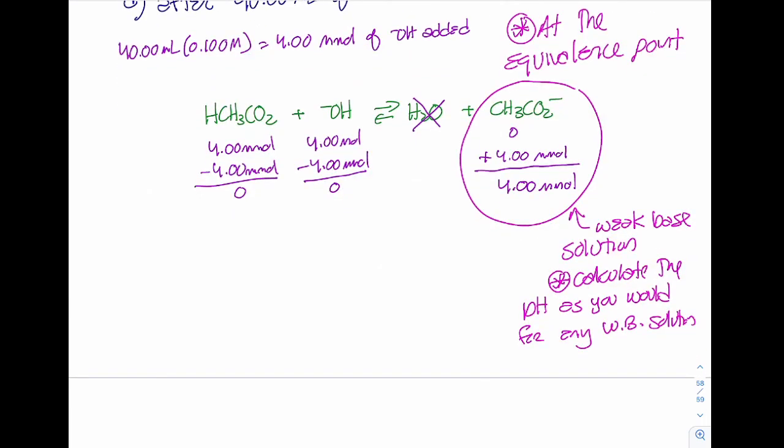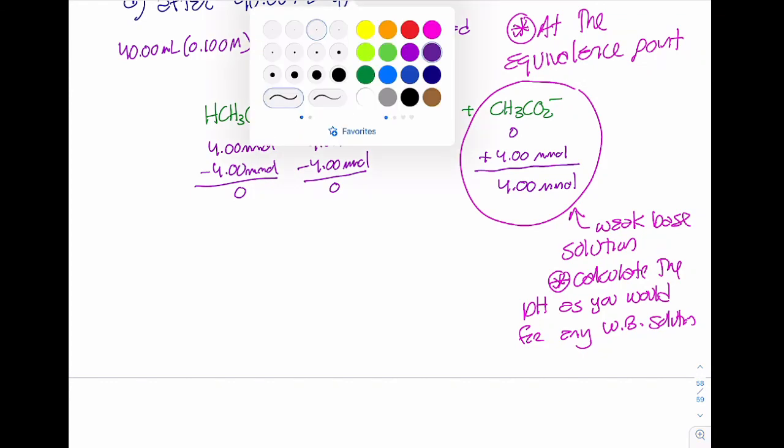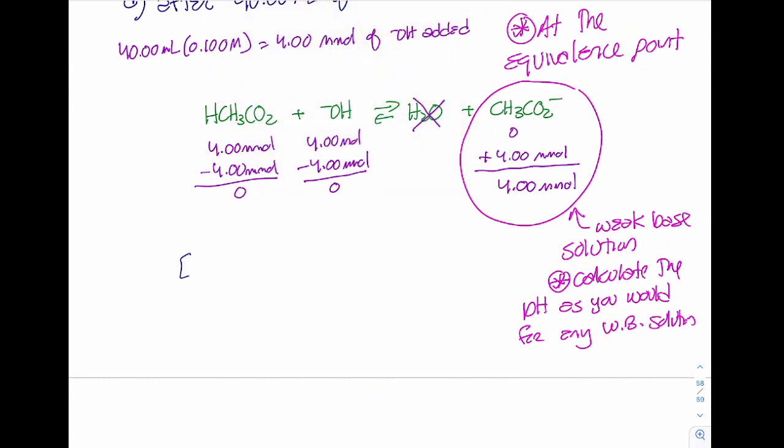I do need the concentration, so let's figure that out first, right? Right now we just have millimoles, so let's get that number. So my concentration of acetate ions is going to be the 4 millimoles divided by my total volume. So again, we started out with 40 in my Erlenmeyer flask, and so far we've added 40 milliliters of base from the burette to that flask. So I have 80 milliliters total volume.